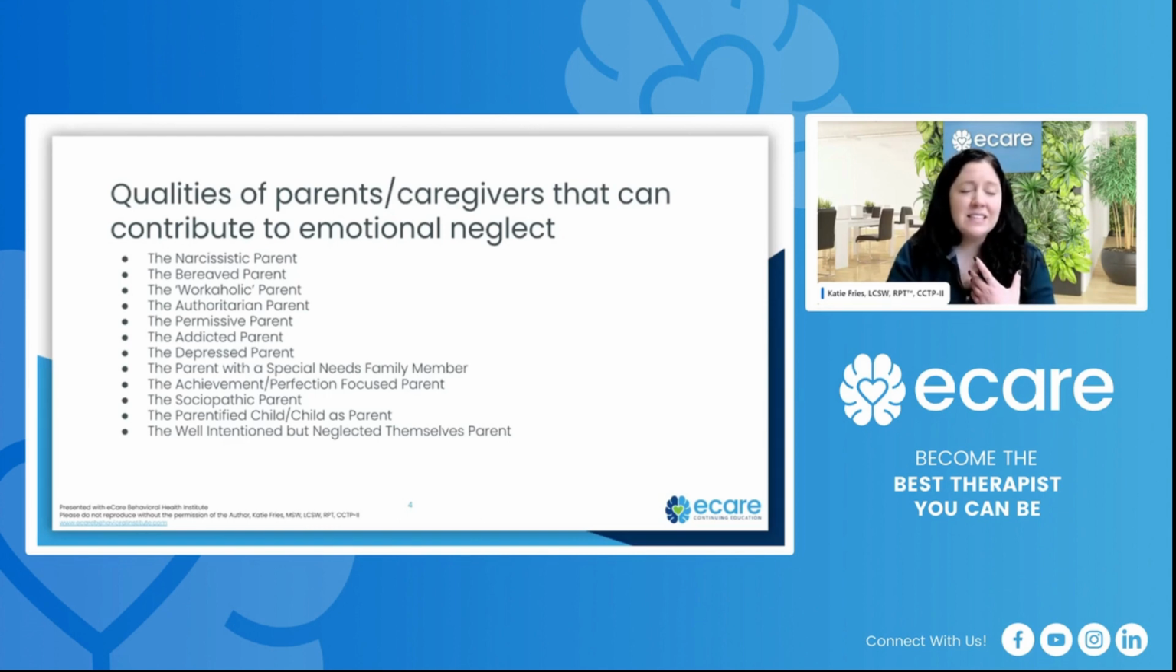Again, this is not an exhaustive list in my opinion, but this list, which I'll go through each of them, talks a lot about the different characteristics or qualities of parents or caregivers that can lead to emotional neglect, that can lead to those emotional needs that we just named not being met for a child. And you'll see as we go through this list that there is a vast variety of characteristics that lead to that. So it's not only one type of parent or one type of caregiver that leads to a child experiencing emotional neglect.